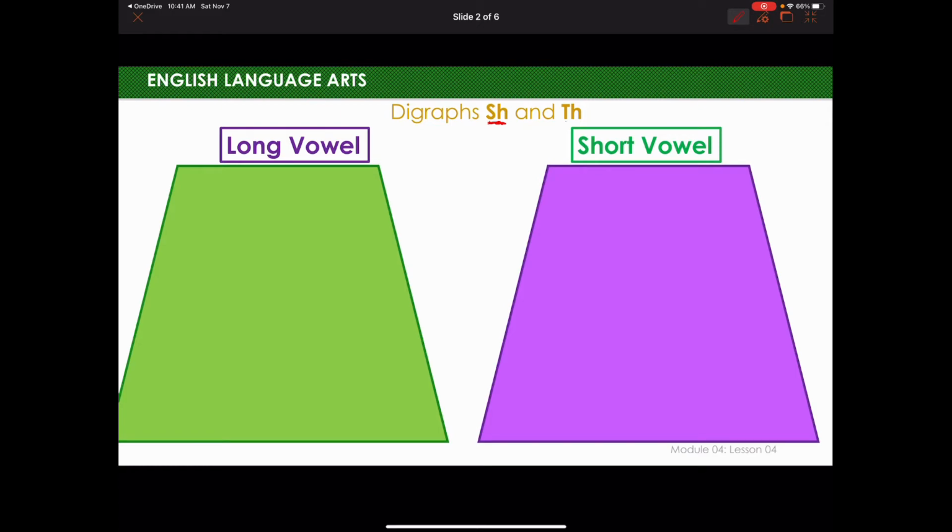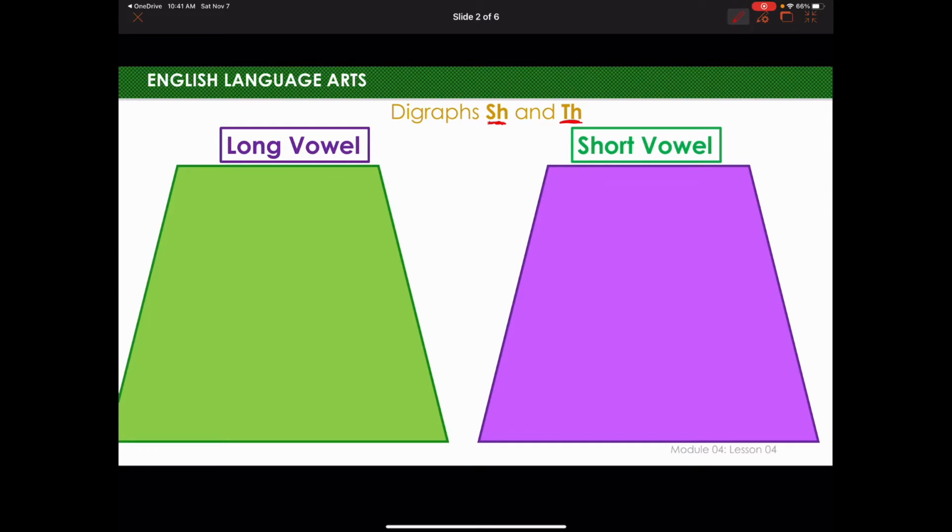Here's another one, TH. T by itself says t. H by itself says h. But when you put them together, they make the th sound. When you stick your tongue between your teeth, it makes that sound.